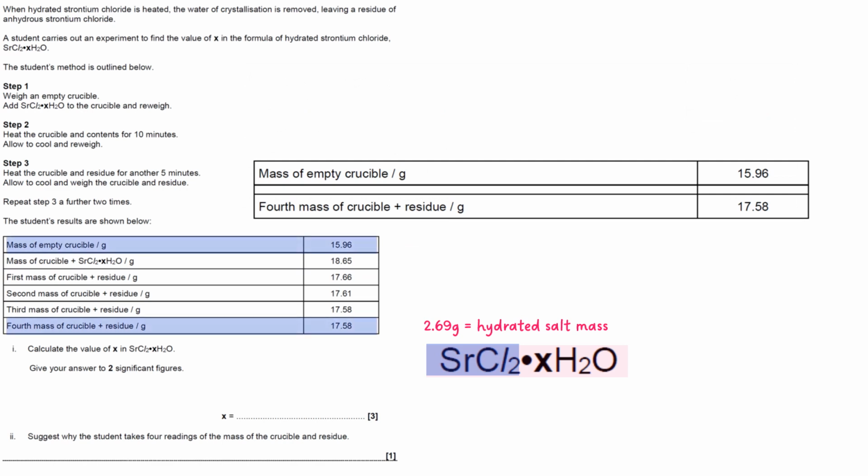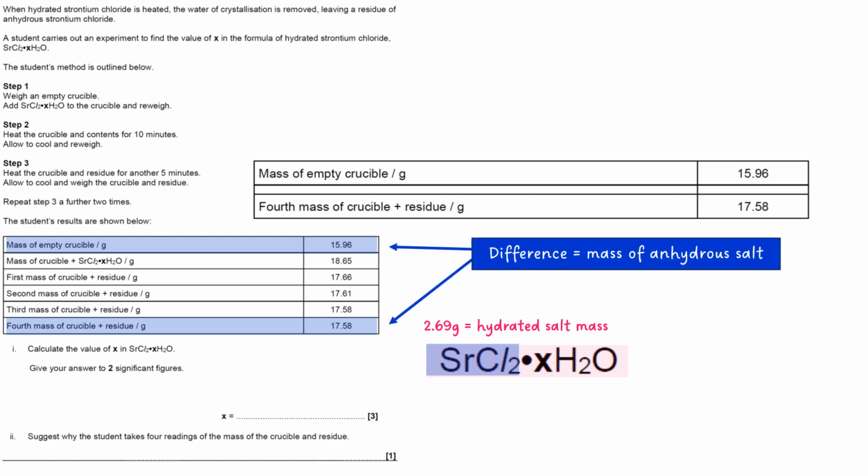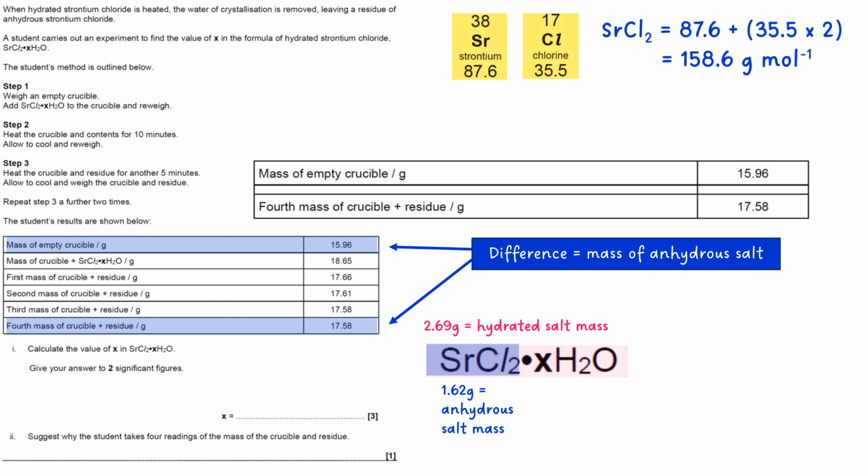Now we concentrate on the crucible again and the fourth mass of the crucible where the mass has actually stopped changing. So that's going to be the difference between those two, and that's the mass of the anhydrous salt. That gives us 1.62 grams. So now what we're going to do is work out the molar mass of the strontium chloride. Again, consulting the periodic table, it gives us 158.6 grams per mole.